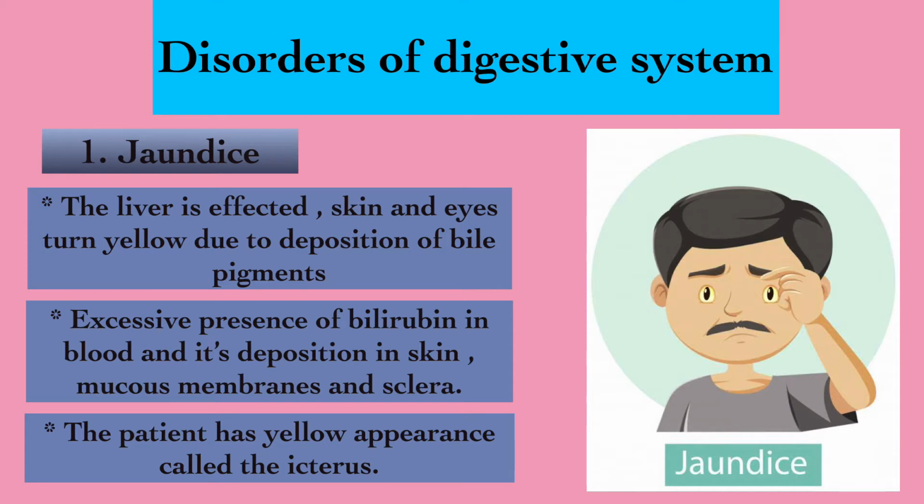So, talking about jaundice, the liver is affected, and skin and eyes turn yellow due to deposition of the bile pigment. There is excessive presence of bilirubin in blood and its deposition in skin, mucous membrane and sclera. Basically, the appearance of the person affected with jaundice turns yellow. The patient has a yellow appearance, which in medical term is known as icterus.